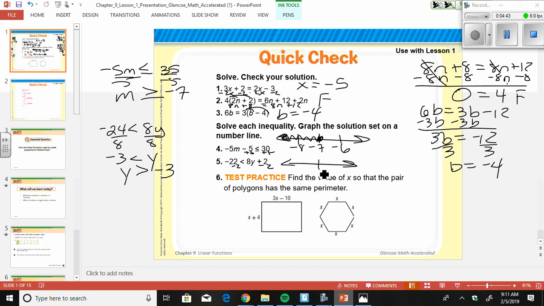So -4, -3, -2, an open dot because it is greater than. We shade to the right.